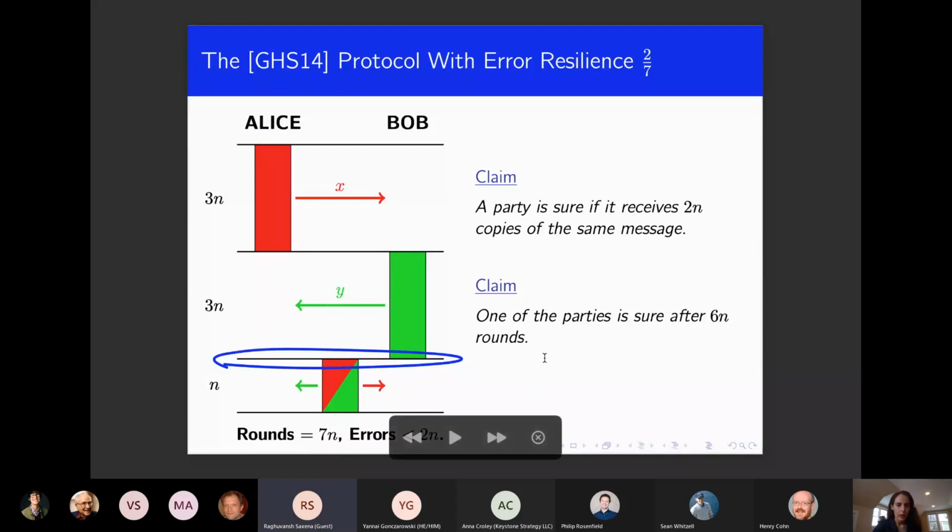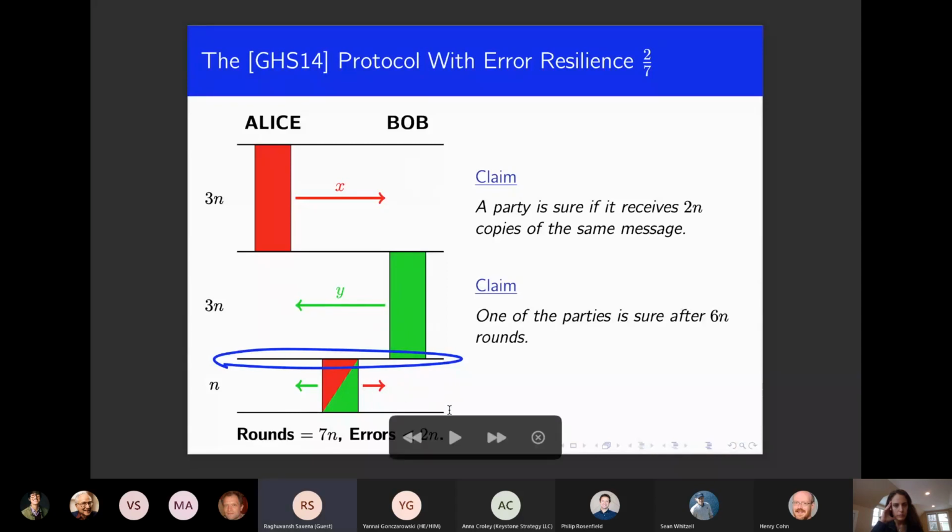So that's the easy case. The other case is when one of the parties is sure, but the other party is not sure. In this case, let's say Alice is sure and Bob is not sure. Alice will be speaking in the last n rounds. Bob will be listening in the last n rounds.